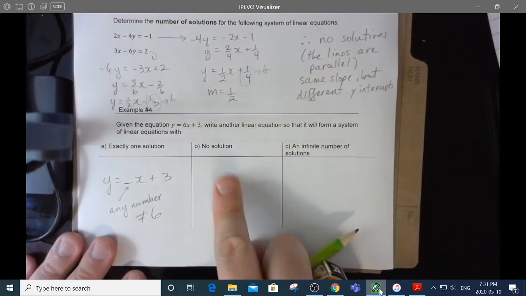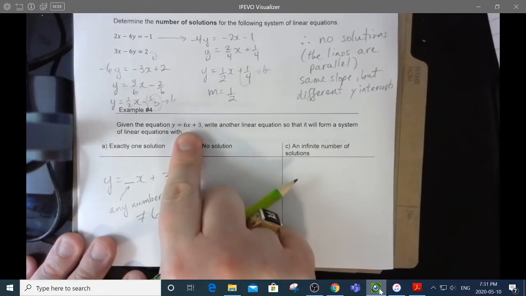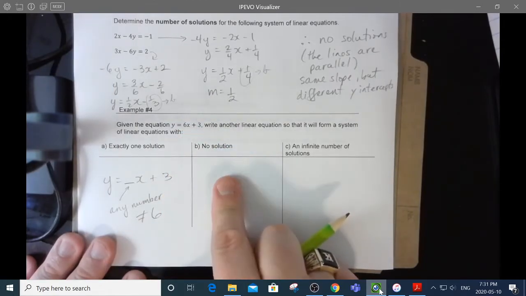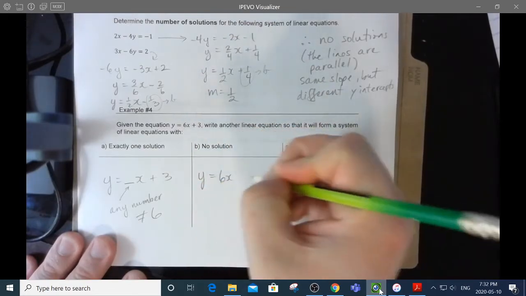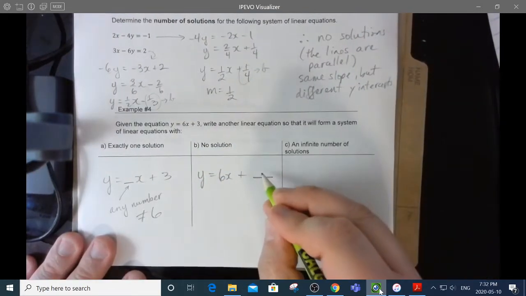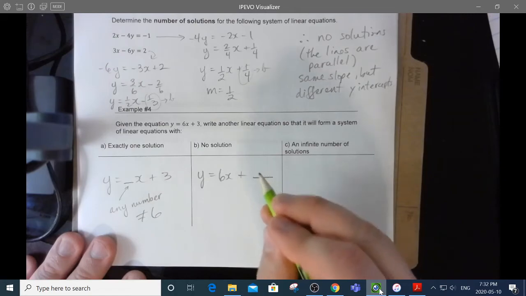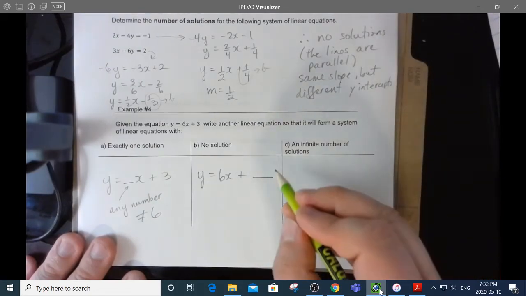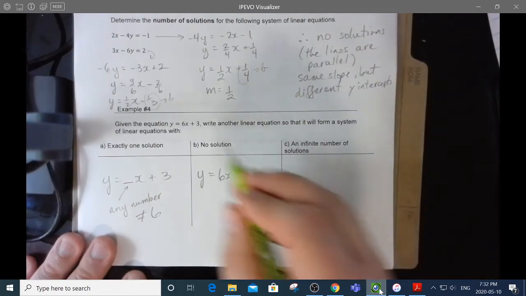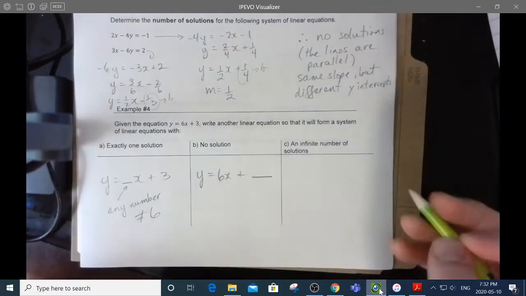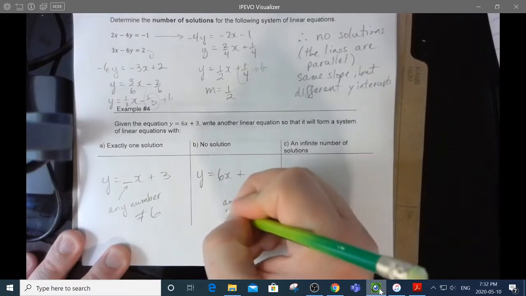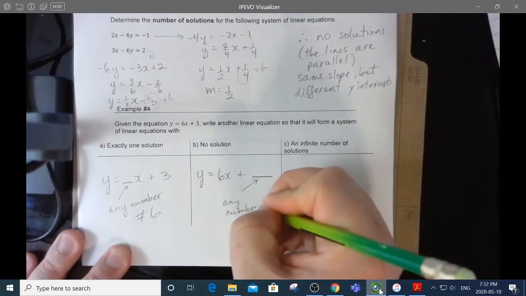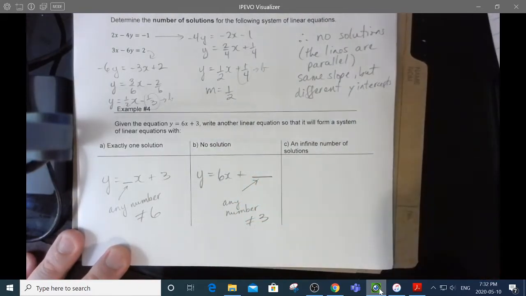No solution. How do I make an equation like this one, but there's no solution? So that means it has to have the same slope, but this has to be any number but 3. Do you get why it couldn't be 3? Because if it was 3, it'd be the same line as this, and then there's infinite solutions because the two lines meet everywhere. So this could be any number not equal to 3.